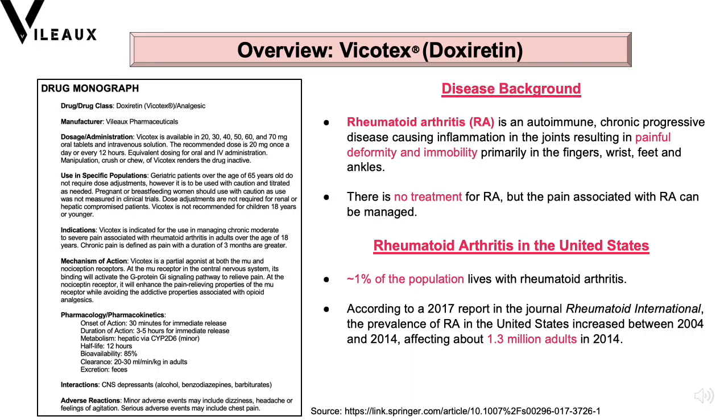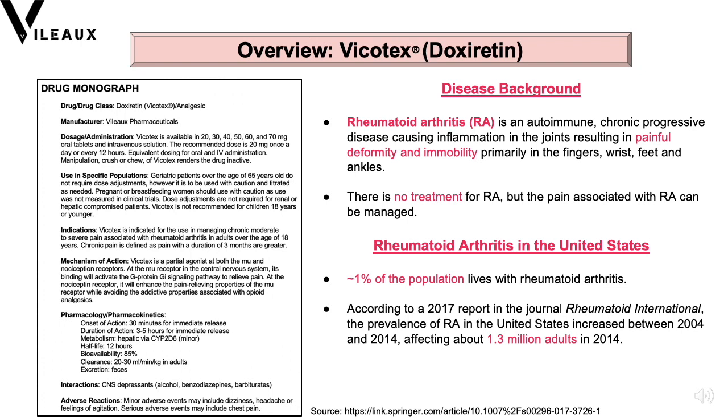Before I turn over our presentation to clinical development, here we have highlighted the disease background of rheumatoid arthritis and its prevalence in the United States. Rheumatoid arthritis, also known as RA, is an autoimmune chronic progressive disease causing inflammation in the joints, resulting in painful deformity and immobility. There is currently no treatment for RA, but the pain associated can be managed. Rheumatoid arthritis affects approximately 1% of the population, equating to over 1 million adults in the United States.